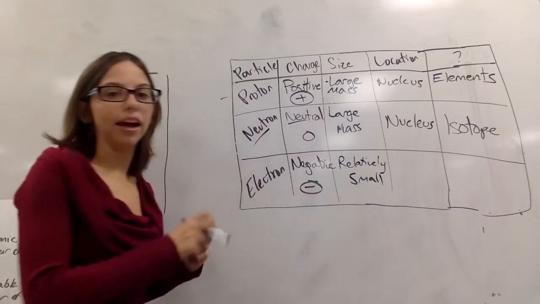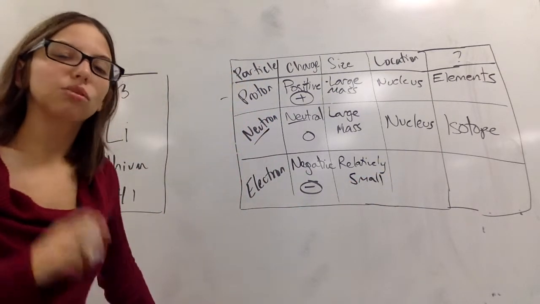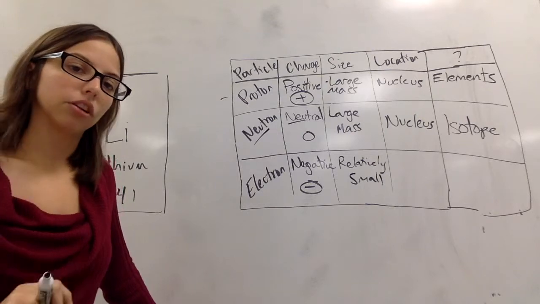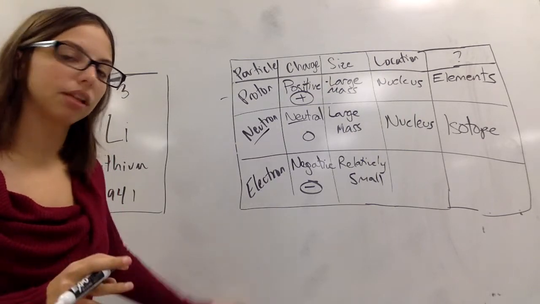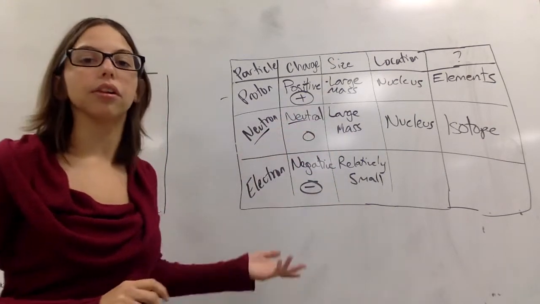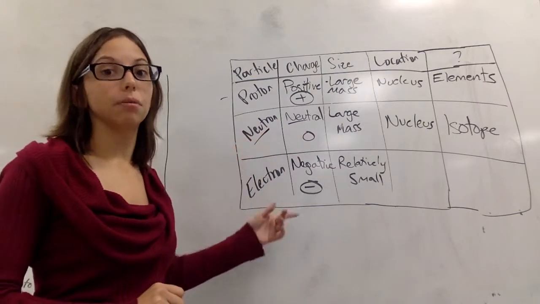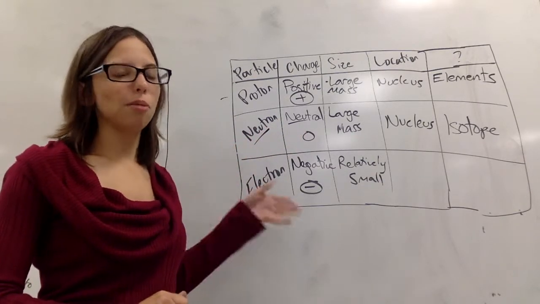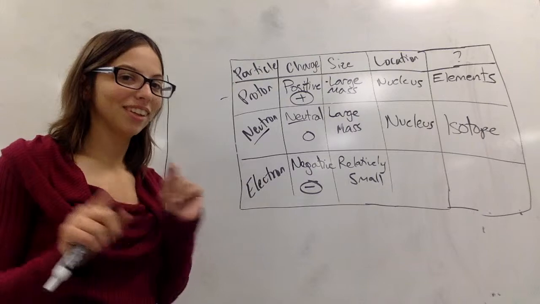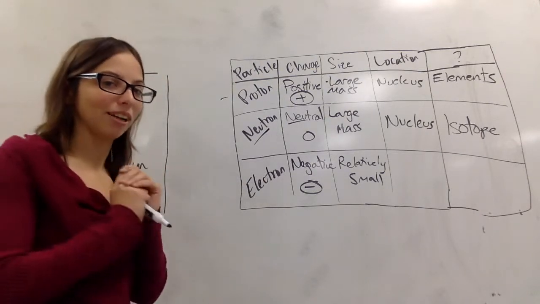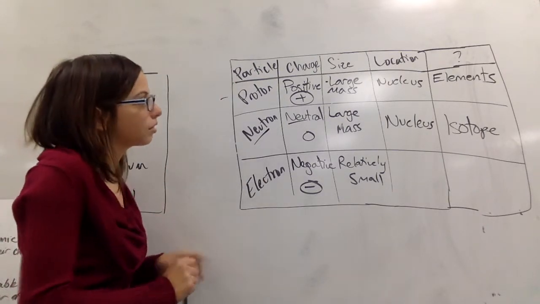So that's how you remember that. The size of the electron, relatively small compared to the others. So when we look at the size, we really had to compare them to one another. Protons, neutrons are really big compared to the electron. The electron almost has no mass. Almost none. It's still there, but just barely. All right.